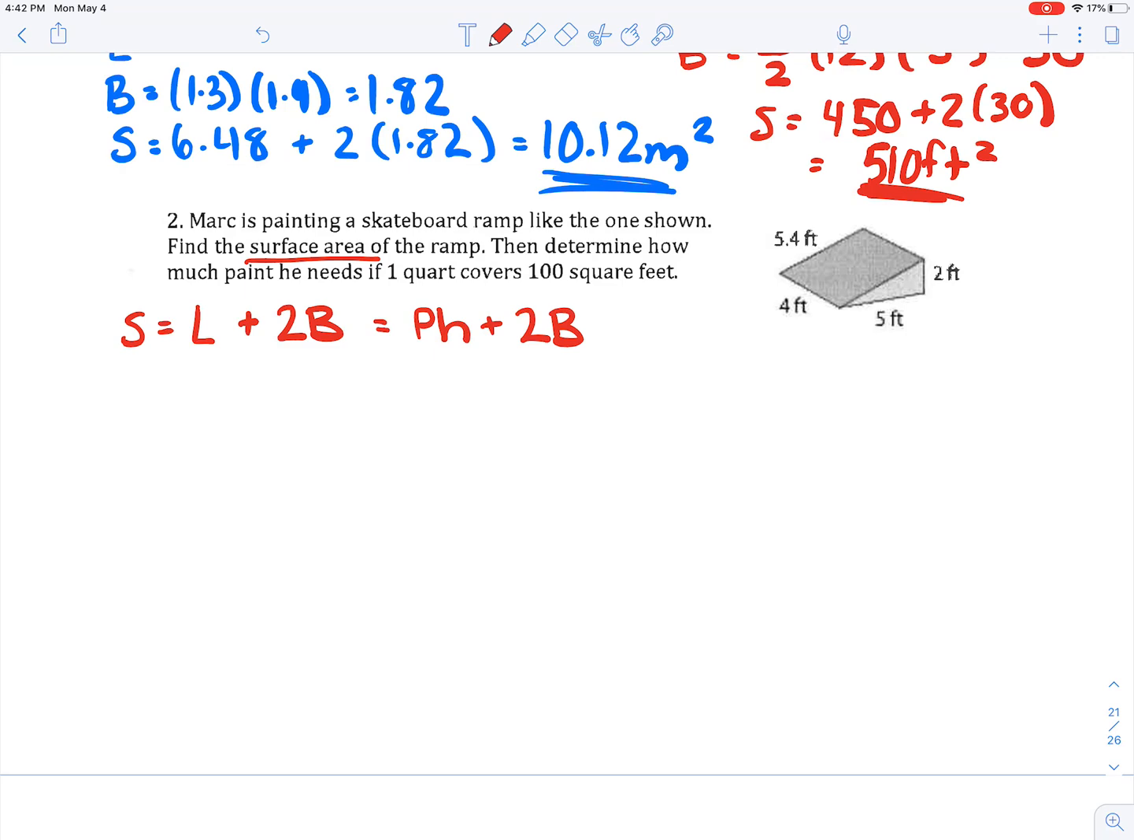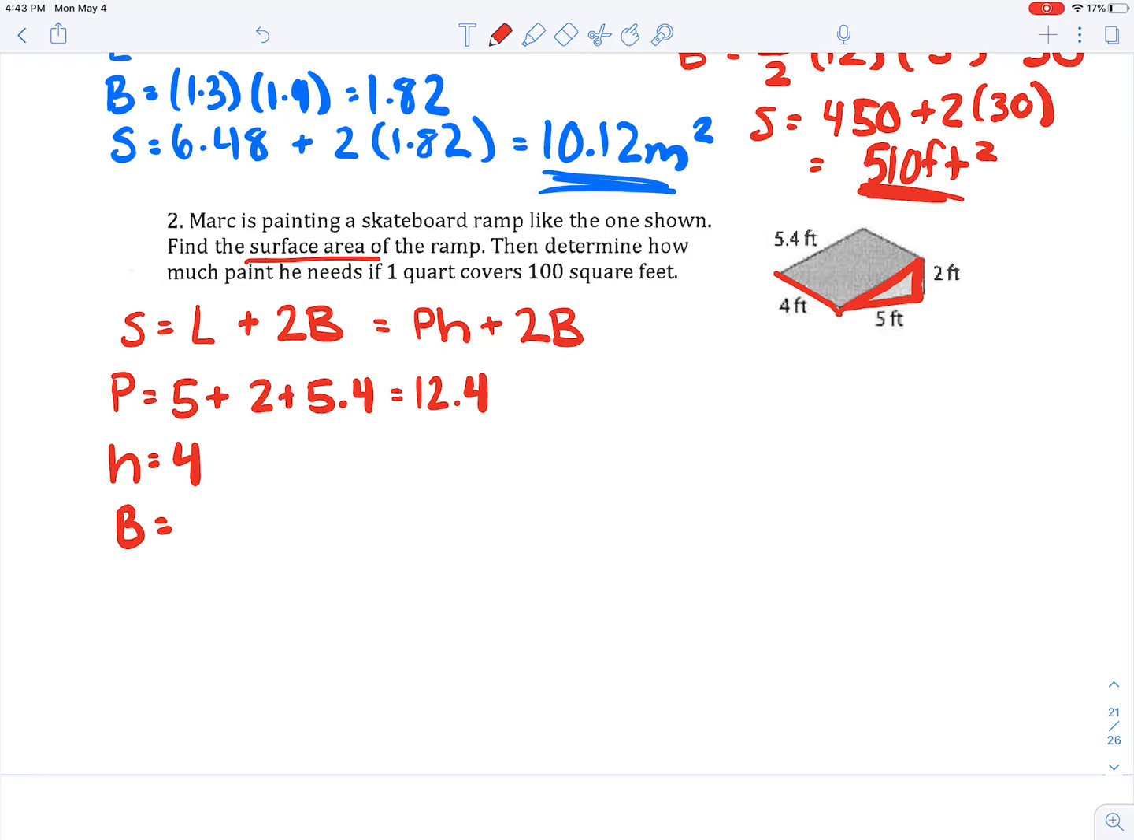So now let's look at all of our missing parts. We need the perimeter of the base first. Well, this skateboard ramp is a triangular prism, so the shape of the base is a triangle. I see 5, 2, and 5.4. Adding them all together to find my perimeter. My height is what connects my two bases. So connecting the two triangles would be 4.